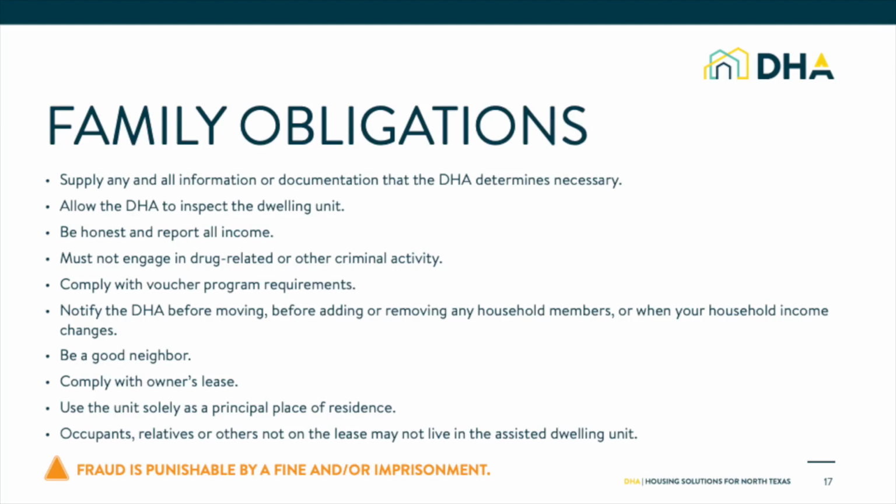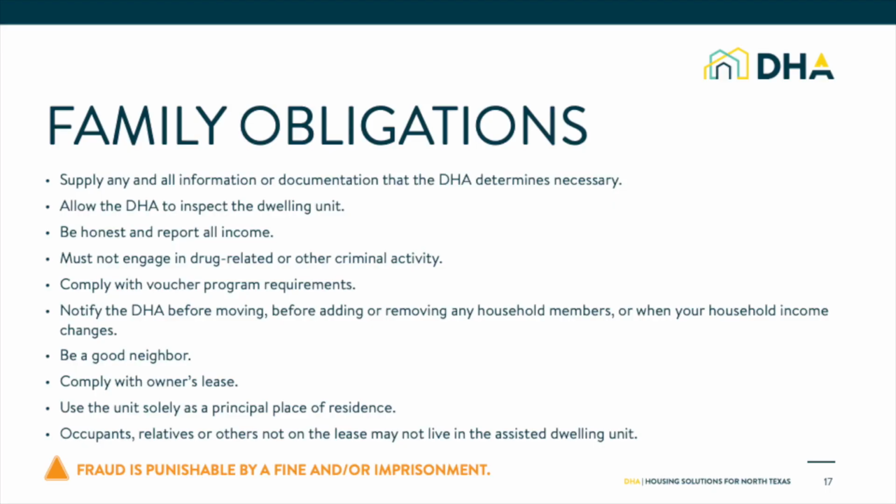The participating family is responsible to supply any and all information or documentation the Housing Authority determines necessary. The family must allow the Housing Authority to inspect the dwelling unit. The family shall be honest and report all household income to the Housing Authority in a timely manner. The family may not engage in drug-related or other criminal activity. The family must comply with all Housing Choice Voucher Program requirements. The family must also notify the Housing Authority before moving, before adding or removing any household members, and whenever there is a change in household income.